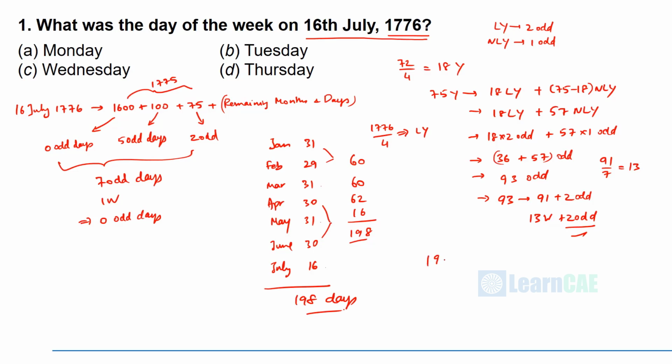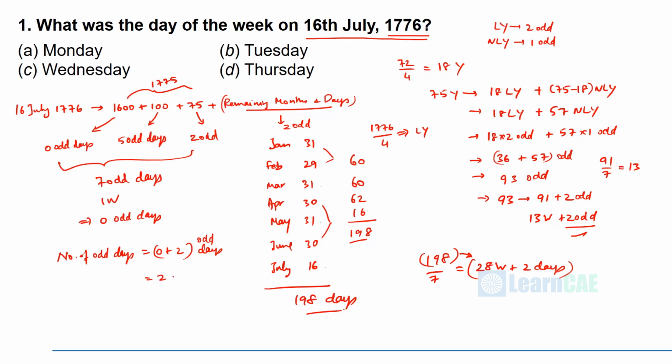Okay. Now 198 divided by 7 is equal to 28 weeks plus 2 days, since 8 7s are 56. So 198 can be written as 28 weeks plus 2 days. Therefore, the number of odd days are 0 plus 2 odd days. 0 comes from 1775 and from the remaining months and days we have got 2 odd days. So effectively the number of odd days are 2.